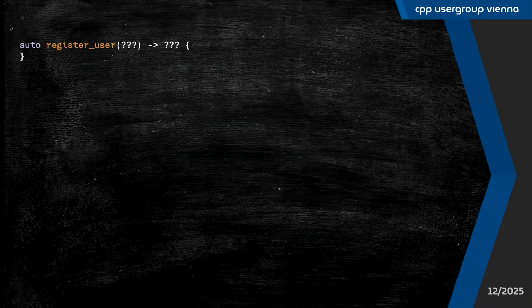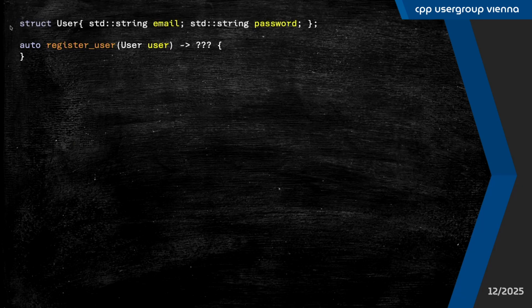So we'll have a register function somewhere in our code. Most likely this is a member function. What should be the argument here? Well, I said a user, so most likely it makes sense as a name for the user, and the user has an email and password, so these can be two normal strings.